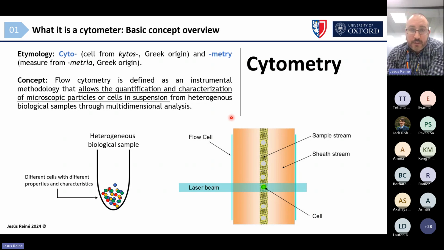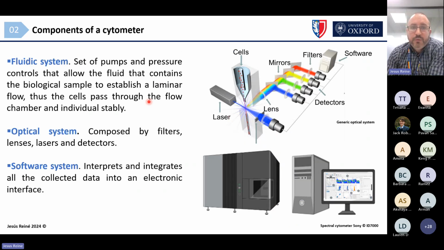So every cytometer is composed of 3 different systems. These 3 key systems are essential, and if one of them is not working, the machine is not able to analyze the cells. The first one is the fluidic system. This system is composed of different kinds of pumps and pressure controls that allow the fluids to go into a laminar flow.